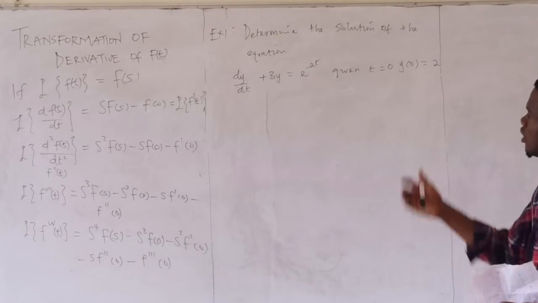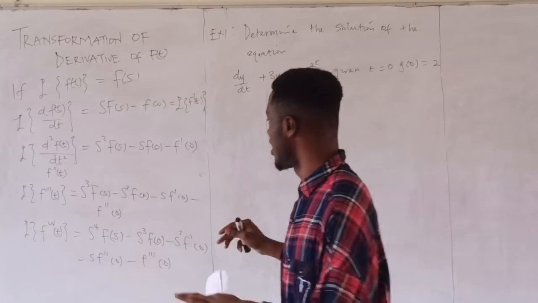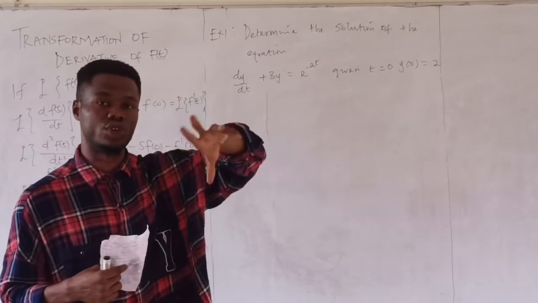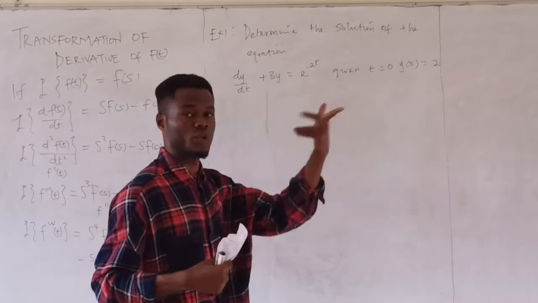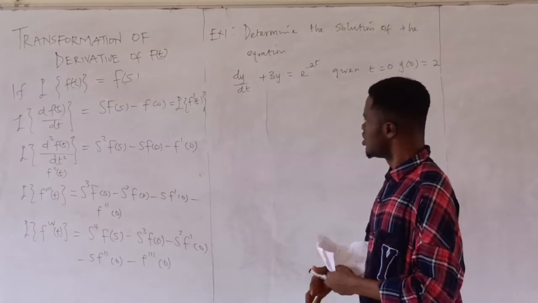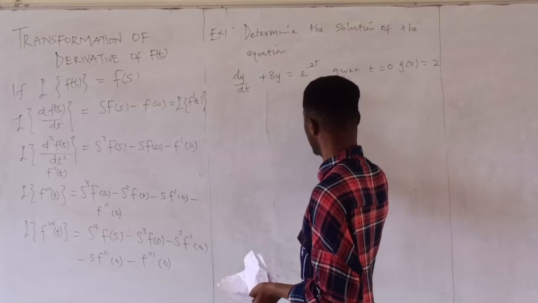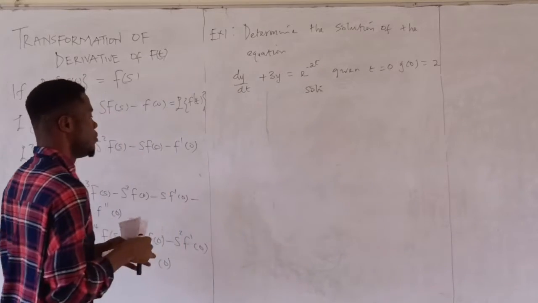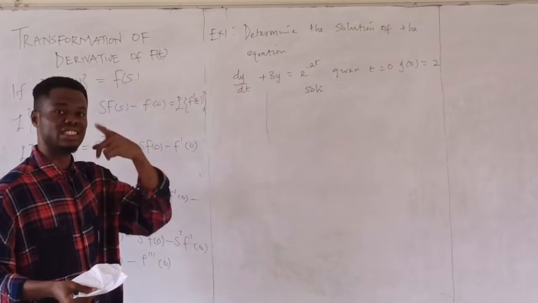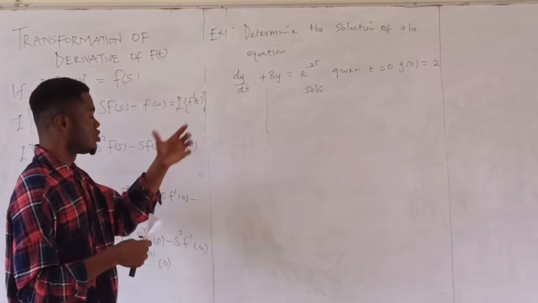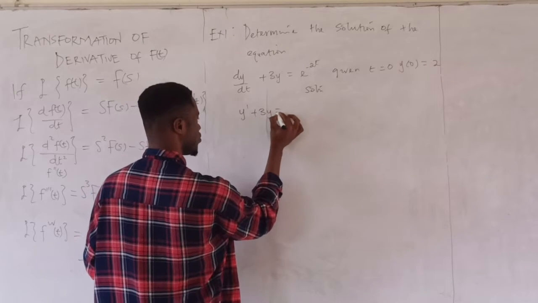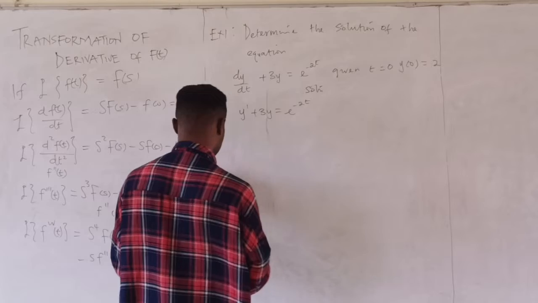This is a simple example that we are going to use to understand how we can use the Laplace transform to solve the ordinary differential equation. As you can see, this is a differential equation, so we are going to use the knowledge of Laplace to do such. The first thing you have to do is to rewrite dy/dt as y prime, because dy/dt is the first differential of y. So dy/dt here means y prime plus 3y is equal to the exponent of minus 2t.